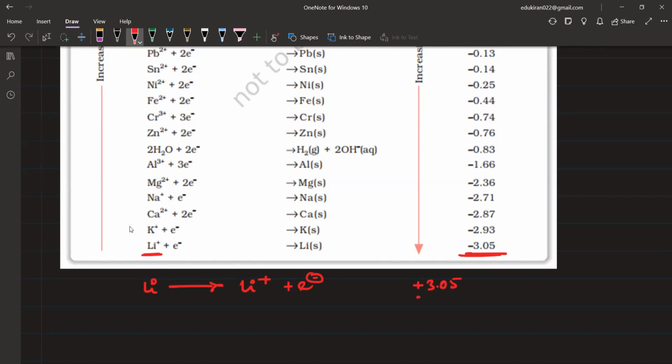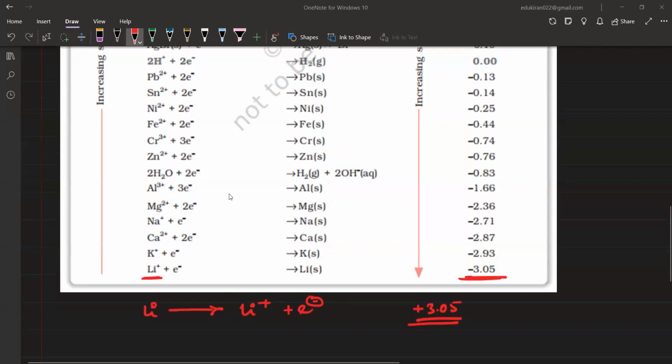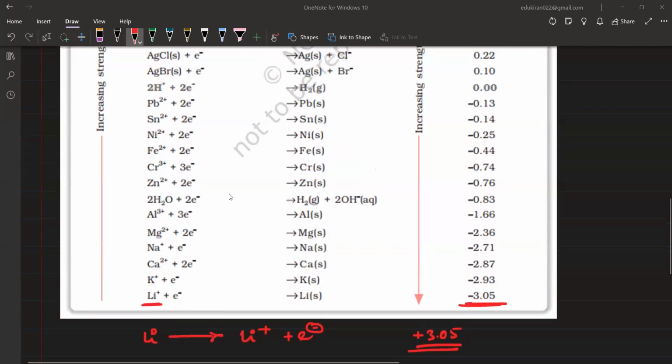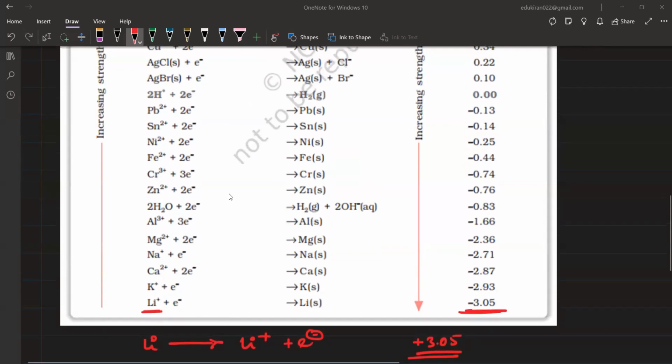It is going to give me how many volts of energy? Plus 3.05. You got an idea? Yes or no? Please tell me. Yes. Right. And also you can see that most of the things that you are seeing here, which are having negative values, that means it requires energy. All of these things are going to be metal.